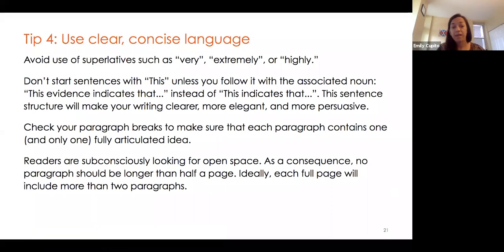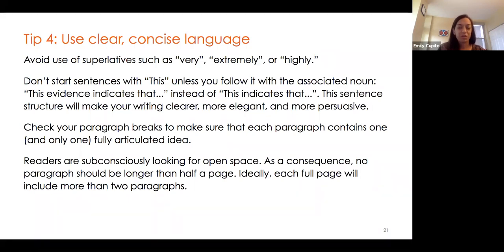Then next slide, the fourth tip, is to use clear and concise language. One thing that I'm guilty of often is using superlatives. Often when I read my writing later, I'll say things like, this is very important, or this is extremely beneficial, or this is highly something, or really, deeply. None of these words add any value to your writing.